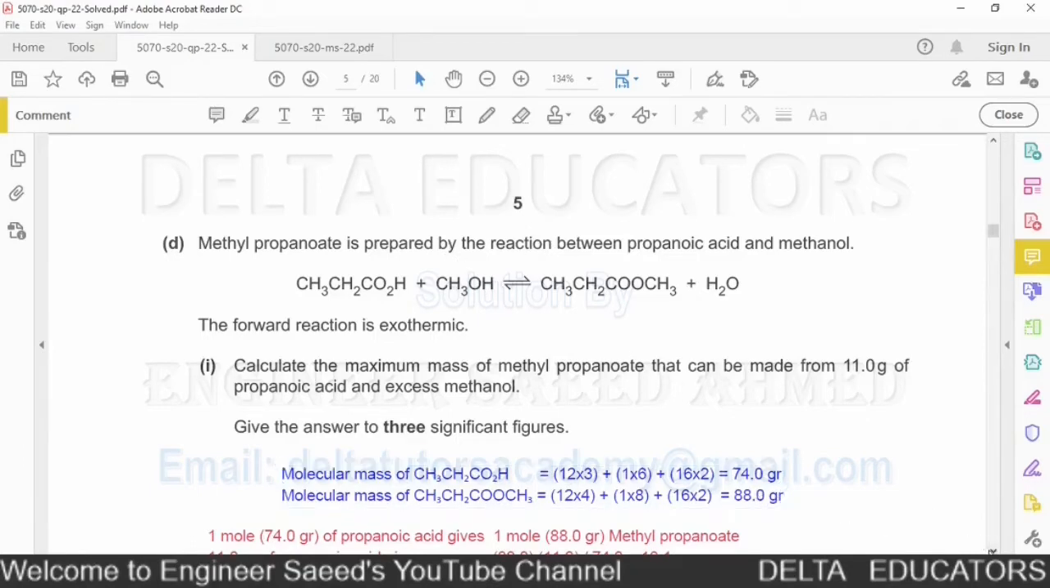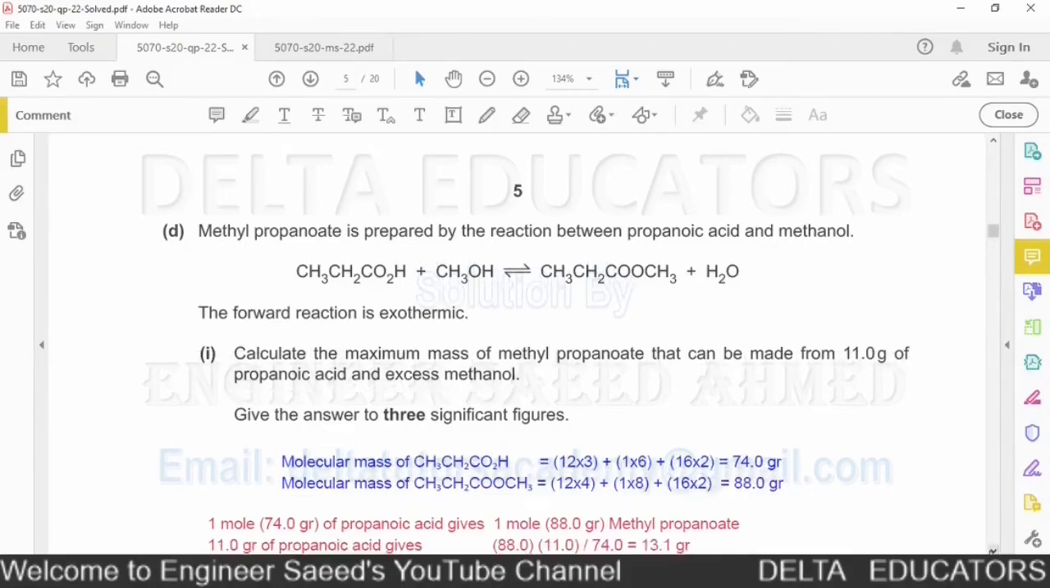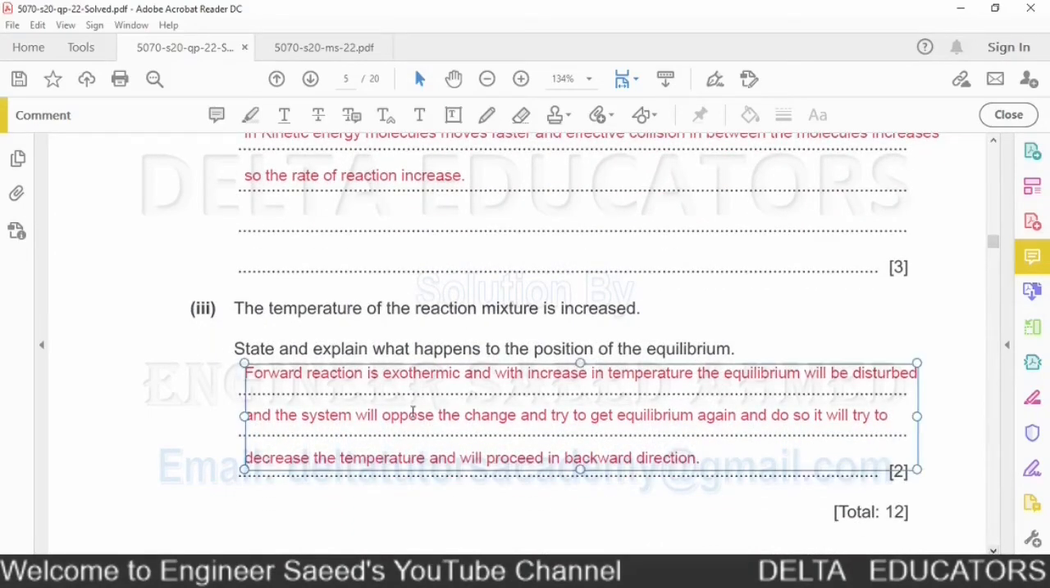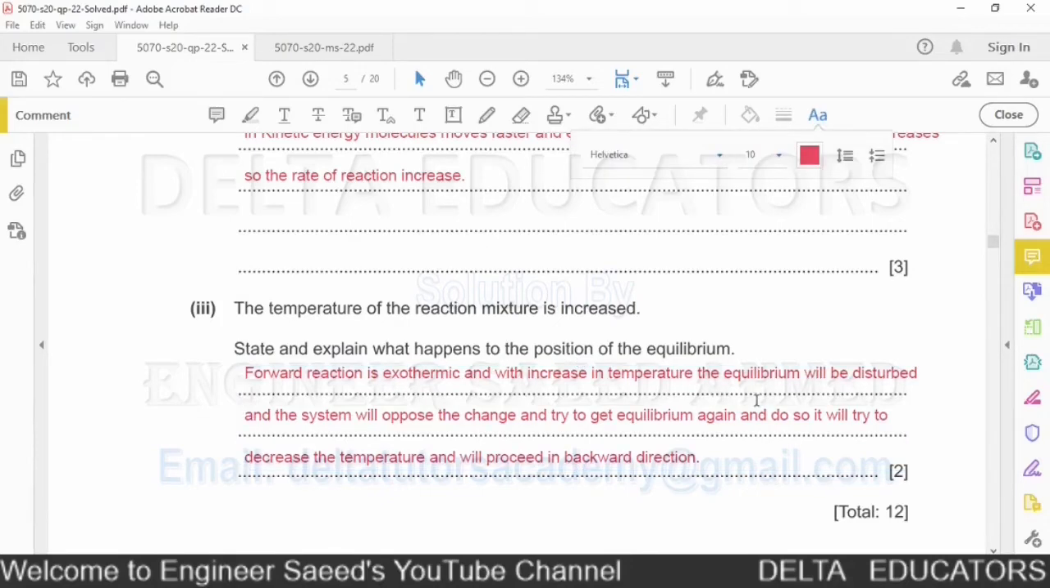So with the increase in temperature, what will happen? The reaction will proceed in the backward direction. Now what we have to write here? Forward reaction is exothermic, and with increase in temperature, the equilibrium will be disturbed and the system will oppose the change and try to get equilibrium again, and to do so, it will try to decrease the temperature. Decrease the temperature means it will proceed in the backward direction. Okay, this question is completed. Move to next question.